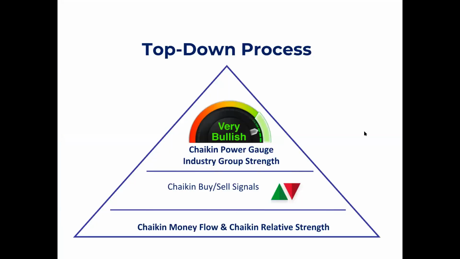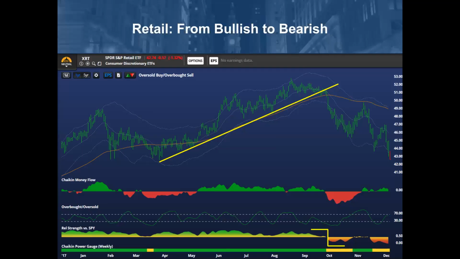So that's my top-down process. We start with the Power Gauge. We look at industry and sector relative strength. We combine Chaikin money flow and Chaikin relative strength with our proprietary buy and sell signals to tell us not only what to buy and what to sell, but when to buy and when to sell. So let's kind of walk through a few of my examples in real life.